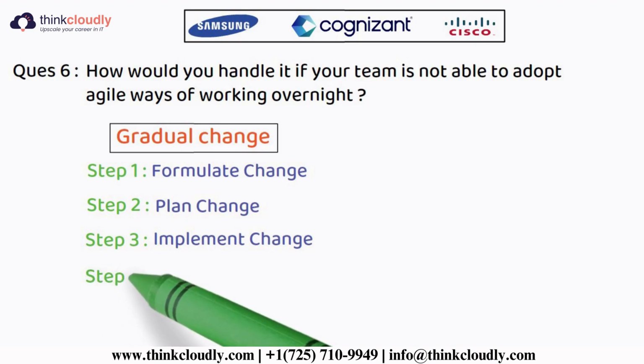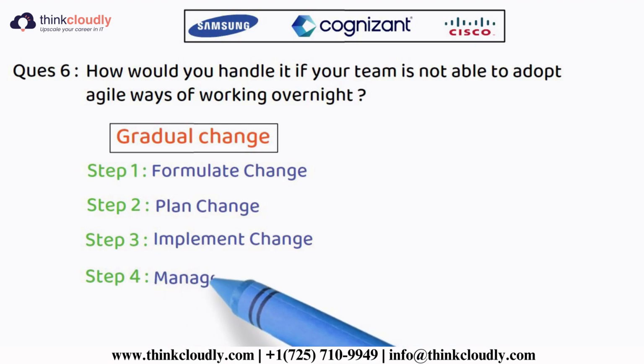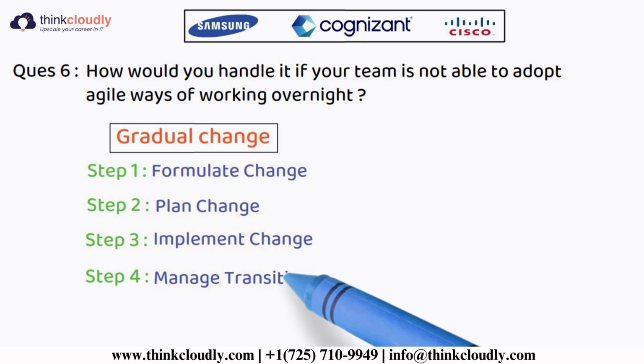Step 4, manage the transition. See, when there will be a change, when you suddenly ask your team to work in the agile way, suddenly from predictive to agile, it is a great gradient for the team. So you have to ensure a smooth transition. You have to give them time, because once they start doing it, some people will be frustrated. They would be resistant to the change. So you have to help your team to cope up with those changes.